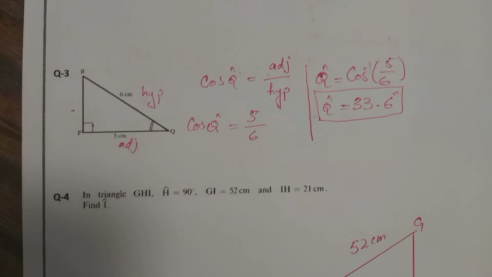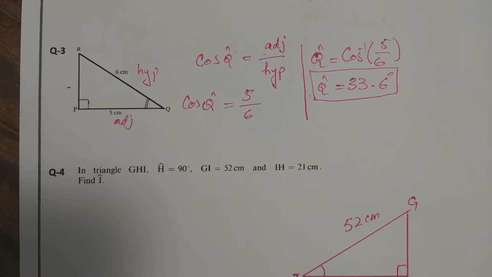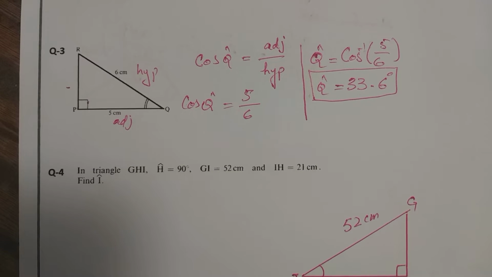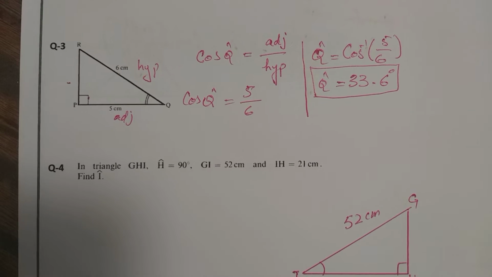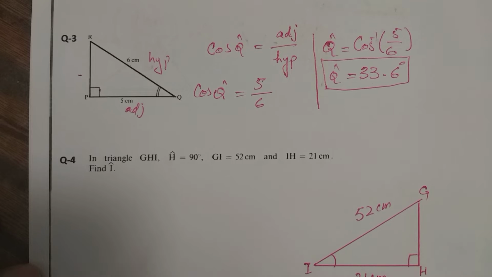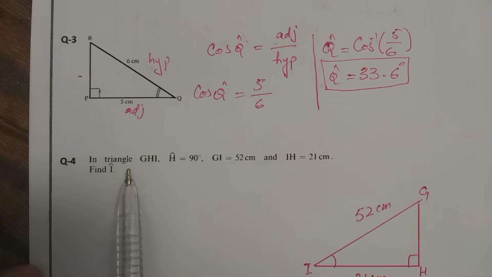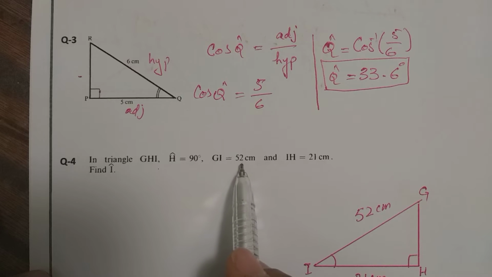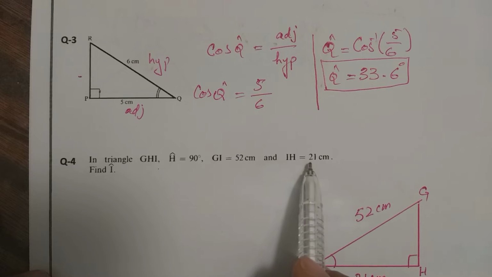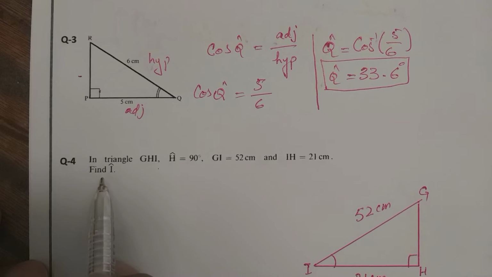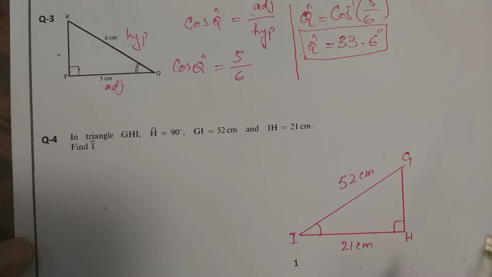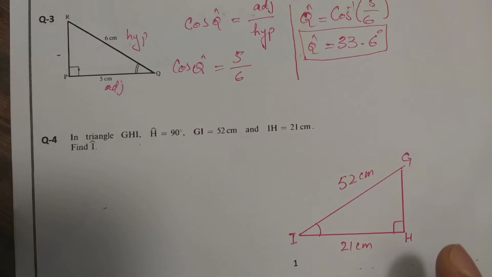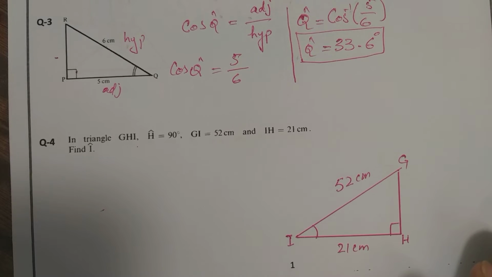Okay, question number 4, from the book STP Mathematics 3A, from the chapter Trigonometry 18. This is a word problem: in a triangle GHI, angle H is 90 degrees, GI is 52 centimeters, and IH equals 21 centimeters. It asks to find the angle I. You can either do it directly without making the triangle, or make a rough sketch, which is just a rough sketch, not to scale.